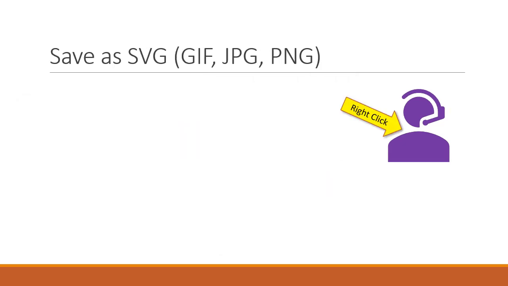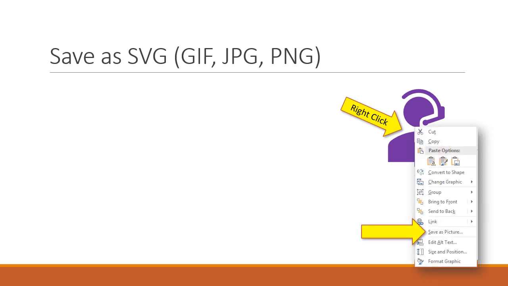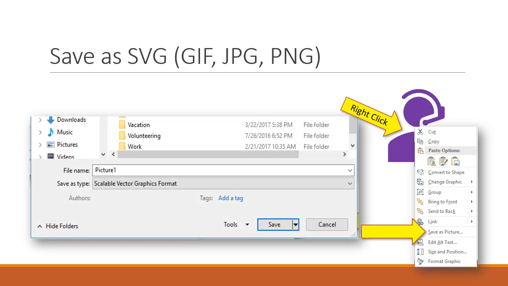And if you need to save it for another purpose, for example, an icon in another program like SharePoint, simply right-click on it and save as a picture. You can save it as an SVG or a JPEG or a PNG or a GIF, whatever works for you.